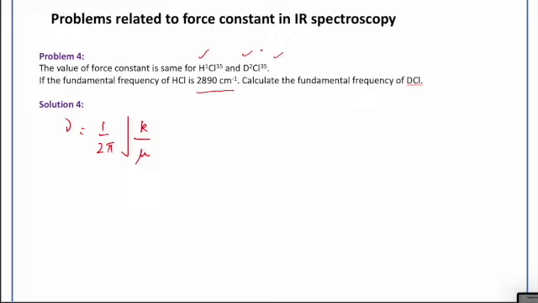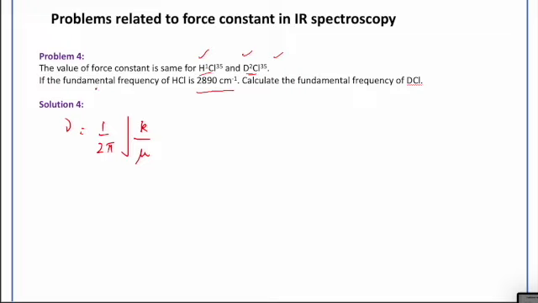Related to IR spectroscopy and the force constant. Here the problem is giving us two different molecules. One is HCl and the other is DCl. So actually the basic difference is in the presence of the isotopes of hydrogen. So we have H1 over here and we have deuterium over here in place of H1.